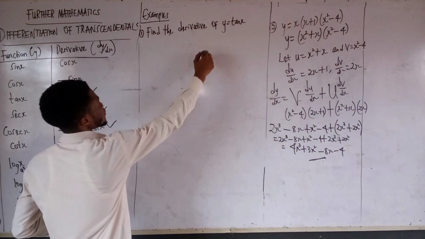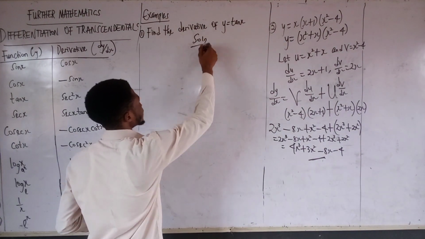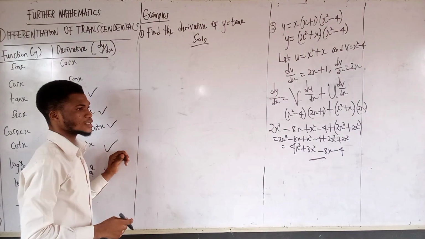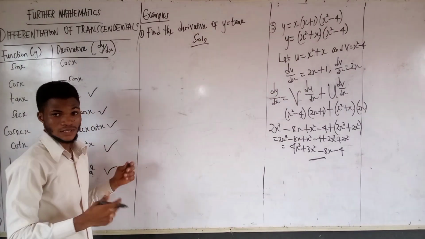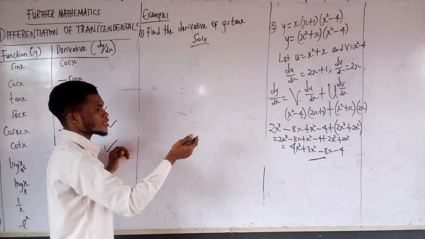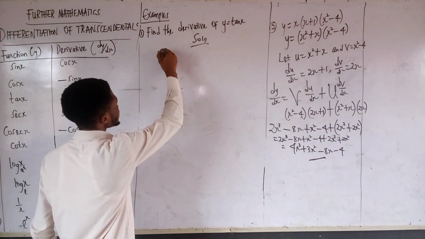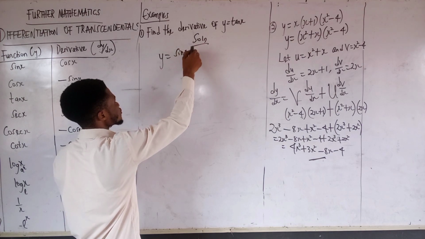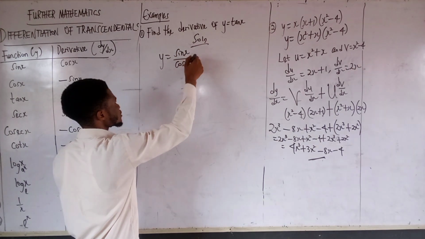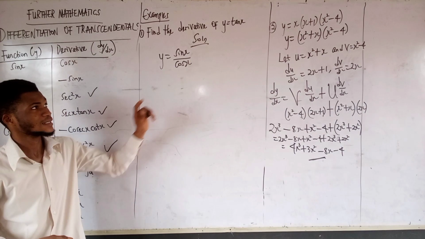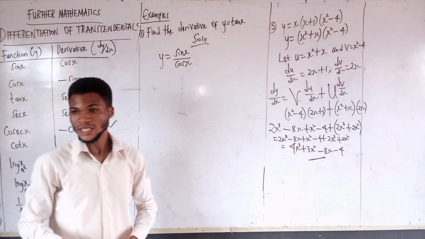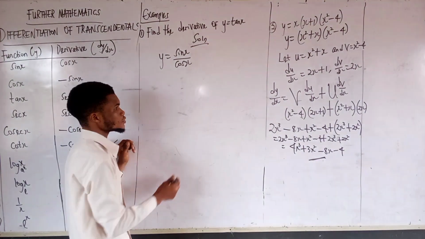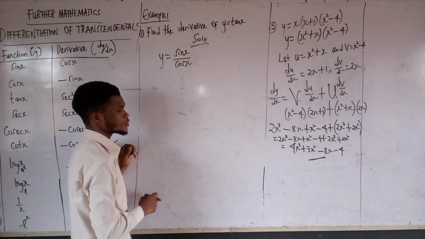So when it comes to something like this, remember we know that tan x can be replaced with sin x over cos x. So definitely this is the same thing as saying y is equal to sin x over cos x, which is the same thing as tan x. Are we there?